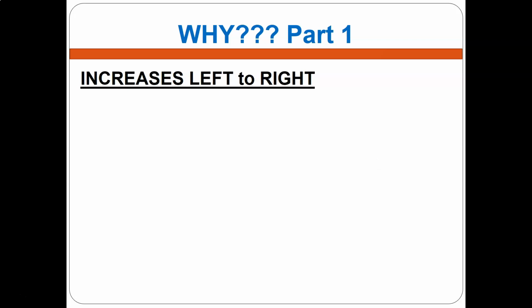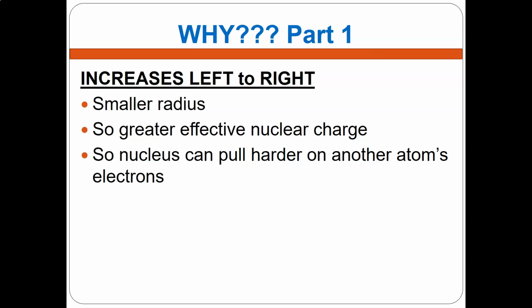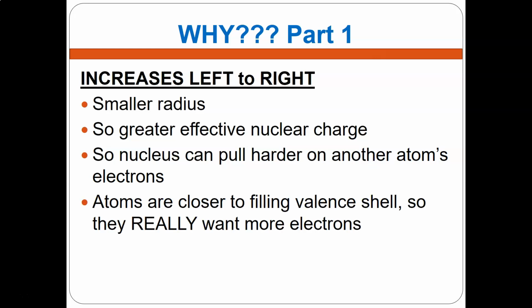Well, we increase left to right because we have a smaller radius, so we have a greater effective nuclear charge, so the nucleus can pull harder, right? And also realize they're getting really close to being stable. All of this results in higher electronegativity. Once again, you can see that our reasoning is related to the size, because that's going to explain the strength of that nuclear attraction between the nucleus and the valence electrons.